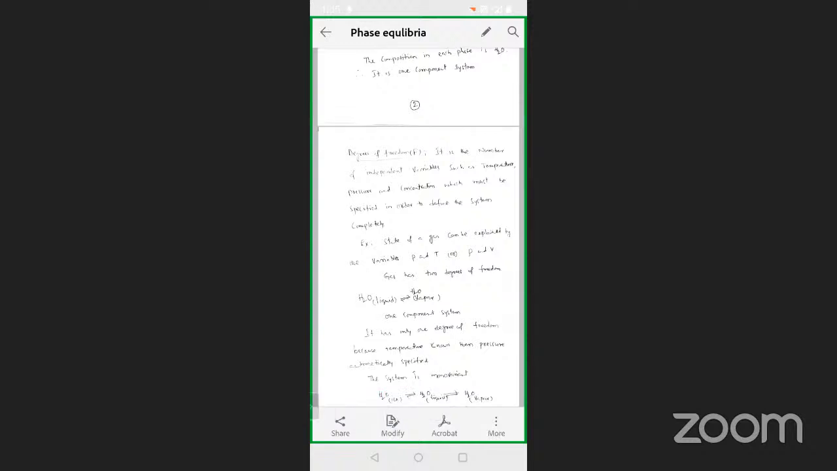So let us see the degrees of freedom. What is meant by degrees of freedom? It is the number of independent variables. What are those variables? Temperature, pressure, and concentration. అంటే ఈ మూడింటిని బట్టి మనకు ఇది ఏదైనా సబ్స్టాన్స్ లేదా ఏదైనా కాంపౌండ్ యొక్క కాంపోజిషన్ అనేది చెప్పవచ్చు. ఇది టెంపరేచర్, ప్రెషర్ అండ్ కాన్సంట్రేషన్. Which must be specified in order to define the system completely.